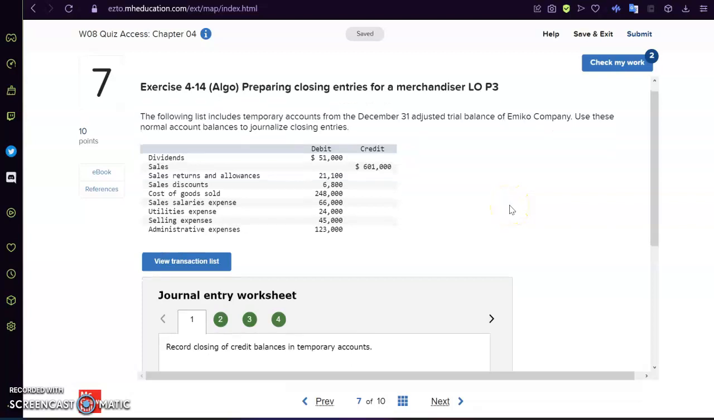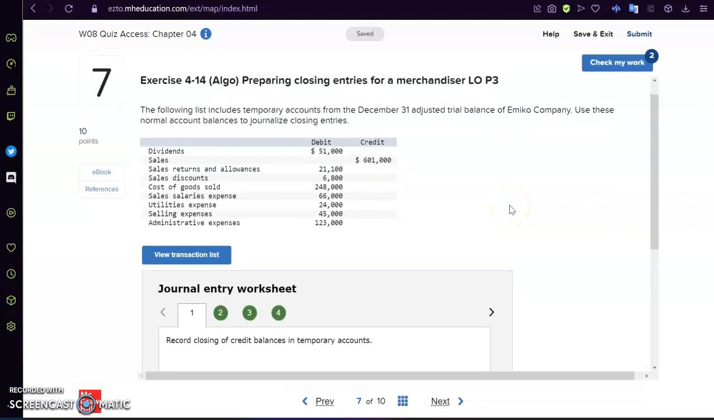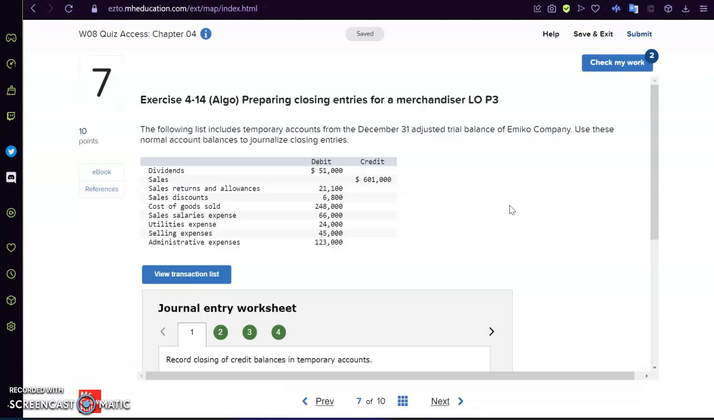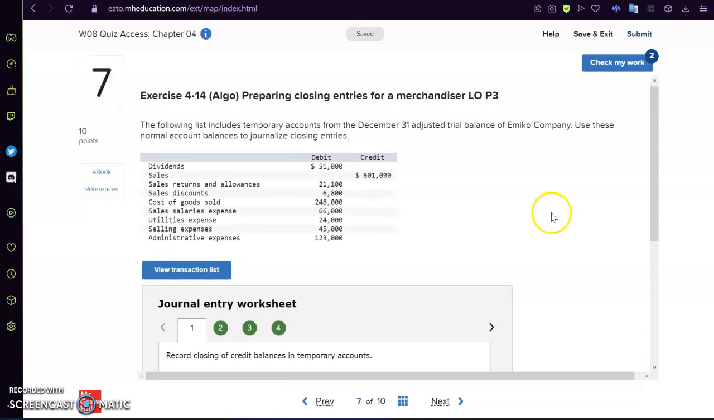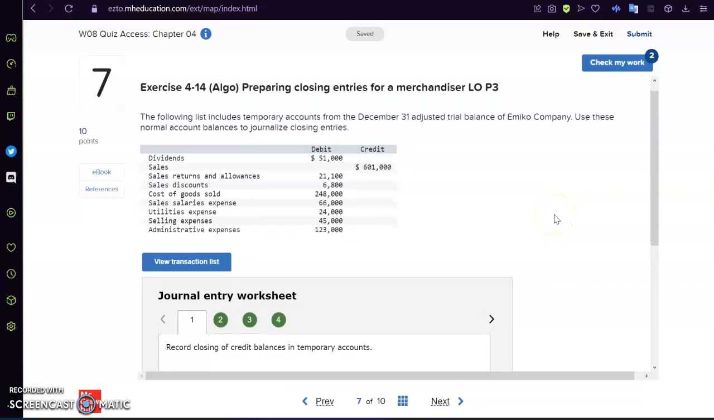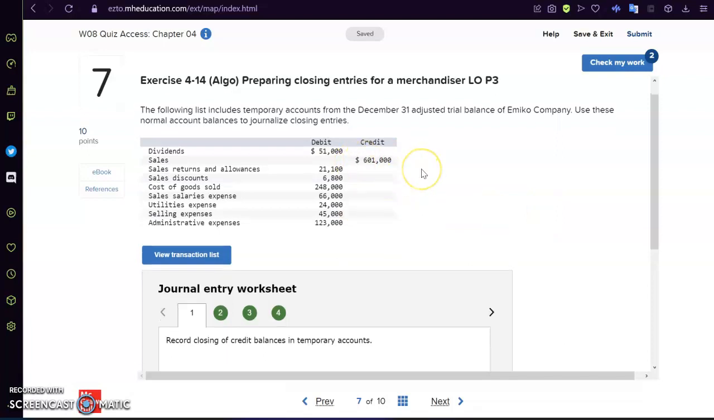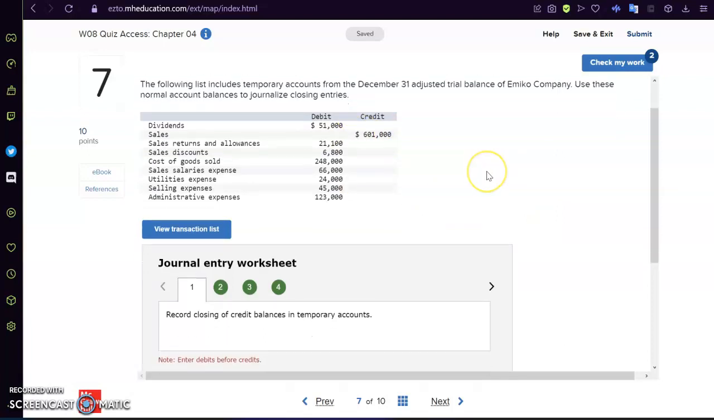Hello guys, this week I have number 7, and it is preparing the closing entries for a merchandiser account. The first step to doing this is to close the credit accounts, and so sales would be the only credit account we have here. And to close the credit accounts, we're going to debit sales.